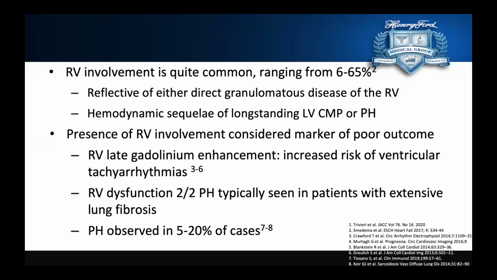RV dysfunction secondary to PH can be seen in patients with extensive lung fibrosis. There have been surveys in sarcoid clinics that have identified pulmonary hypertension in about 5 to 20% of cases, with up to half of these persistently dyspneic patients having sarcoid-associated pulmonary hypertension.